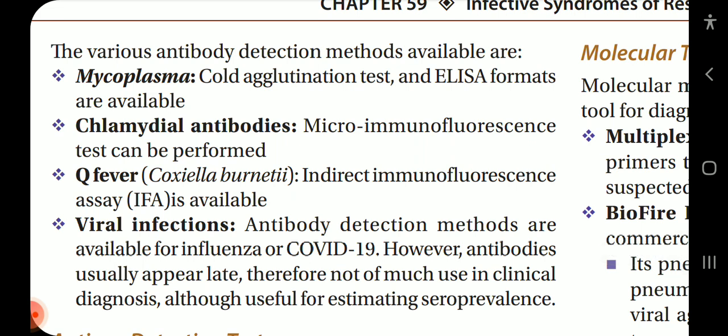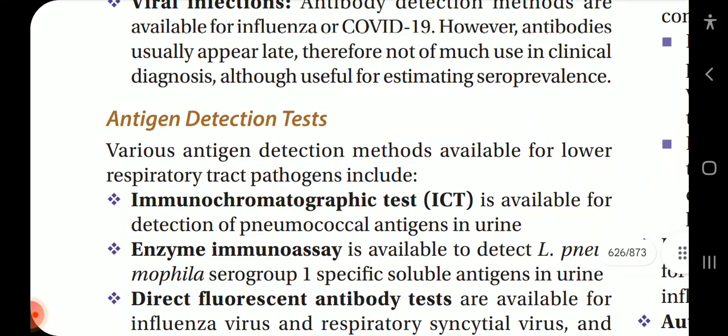For Chlamydia, the antibody microimmunofluorescence test can be performed. For Q fever, Coxiella burnetii, indirect immunofluorescence assay (IFA) is available. For viral infections, antibody detection methods are available for influenza or COVID-19. However, antibodies usually appear late, therefore not of much use in clinical diagnosis, although useful for estimating seroprevalence.